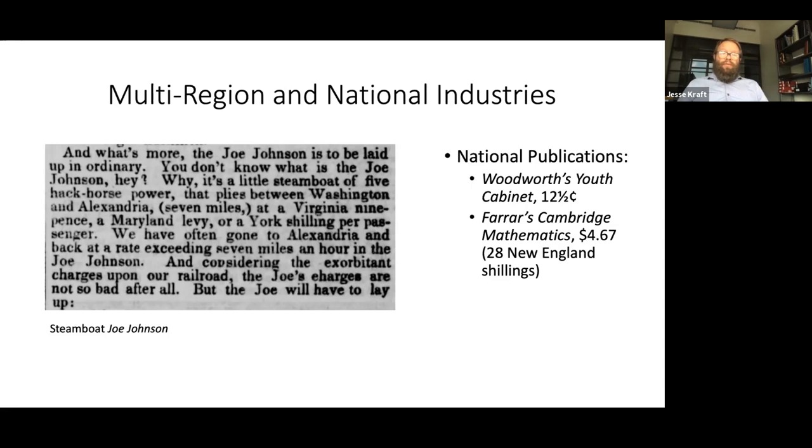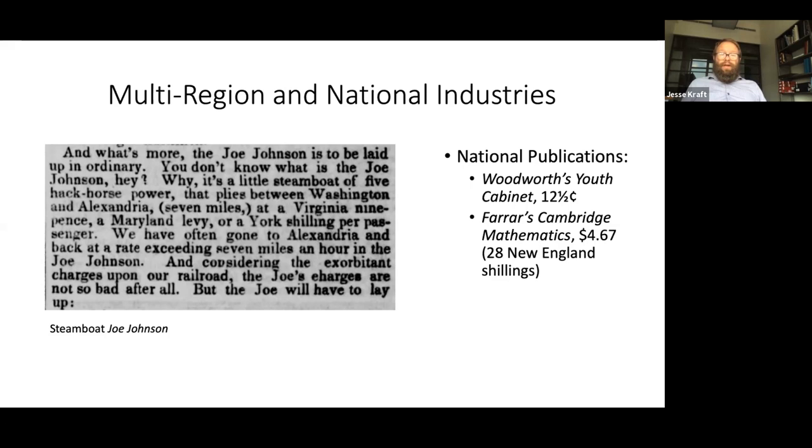This New York newspaper advertisement on the left was for a steamship called the Joe Johnson that went between Washington and Alexandria. So they advertised their rates in Virginia money, Maryland money, as well as New York, because I presume that they expected to have people from New York also in the area. So they listed their rates as 9 pence Virginia, a Maryland levy, and a York shilling, which all sound like three different things, but they're actually worth exactly the same amount of money.